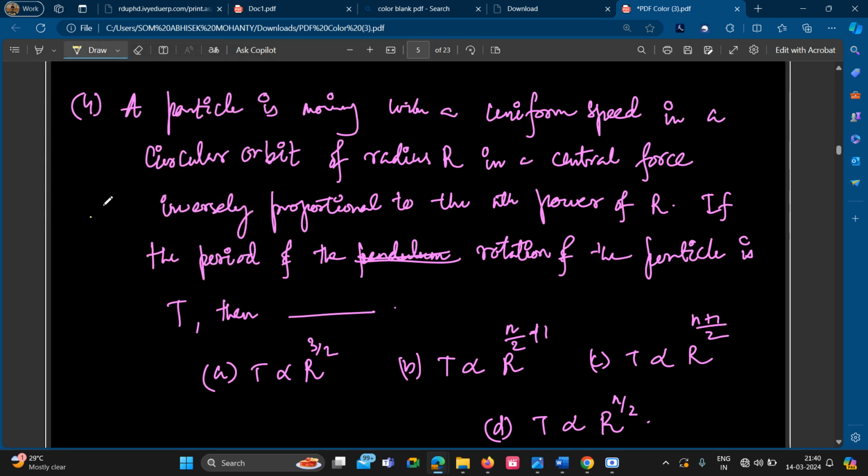A particle is moving with a uniform speed in a circular orbit of radius r in a central force inversely proportional to the nth power of r. If the period of the rotation of the particle is T, then dash. Let's try.